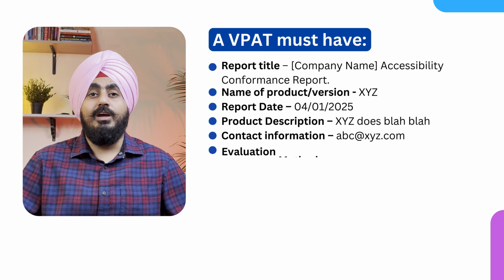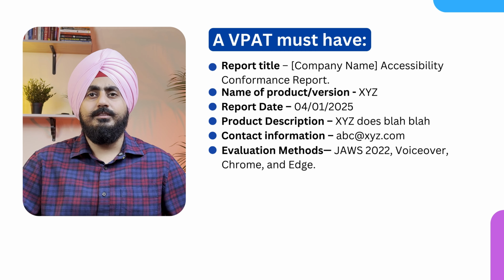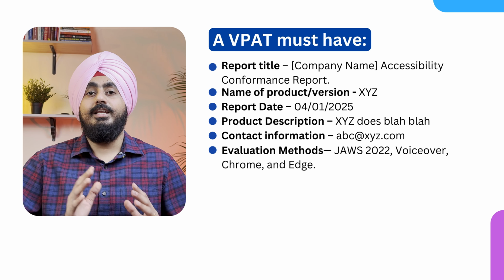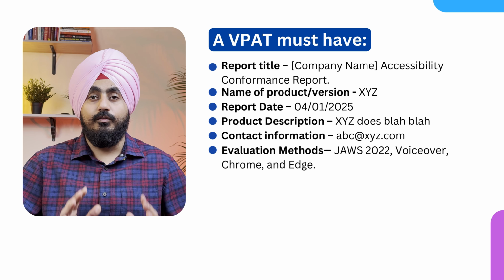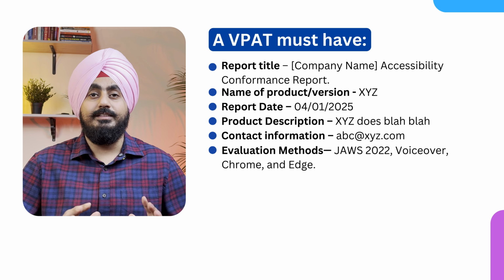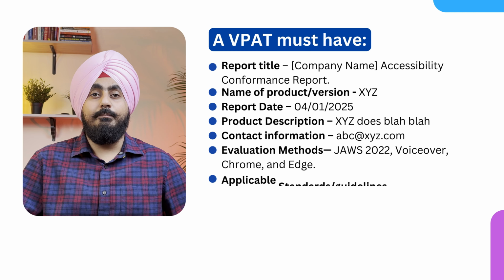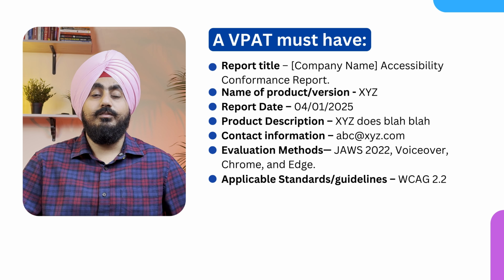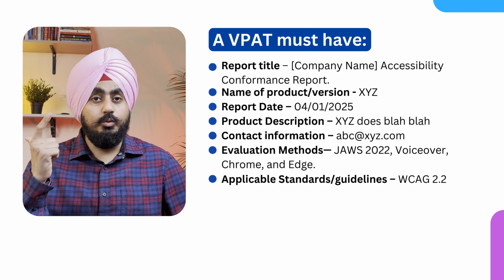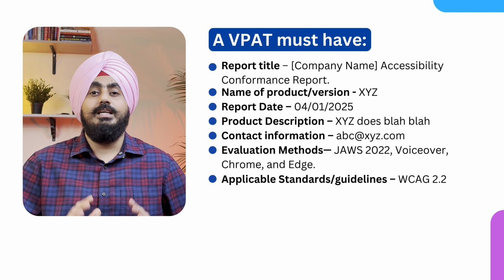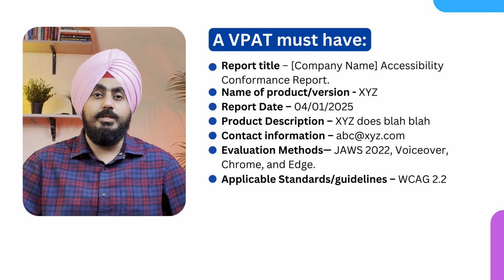Then we have evaluation methods. How was accessibility tested? Were automated tools, manual audits, and any other user testing done before generating the VPAT? If this section is vague, be very skeptical. Next, we have applicable standards or guidelines. The report must list which standard it follows. Was it WCAG 2.0, 2.1, or 2.2? If other guidelines are included, the correct VPAT edition must be used.